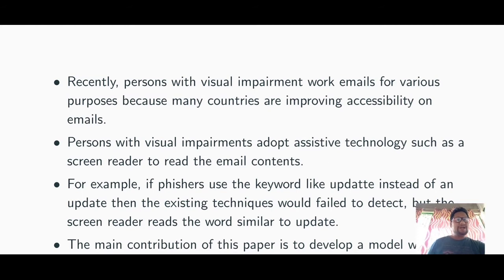So the phisher uses a keyword like updated instead of update, and the existing model fails to detect it. But the screen reader reads it similar to update. So the person with visual impairment understands this as update. The spelling is wrong, incorrect, but the sound is similar.